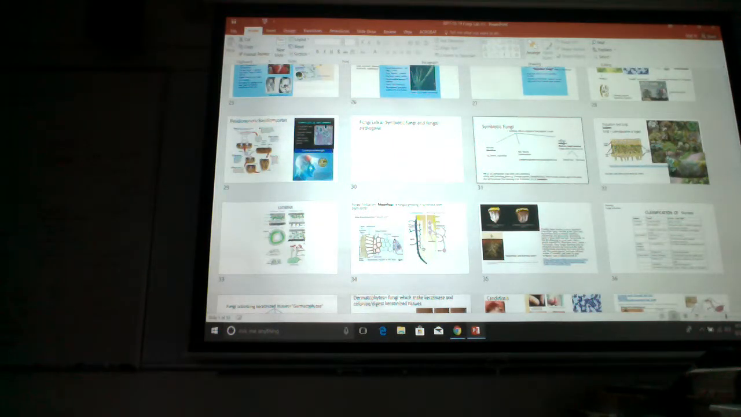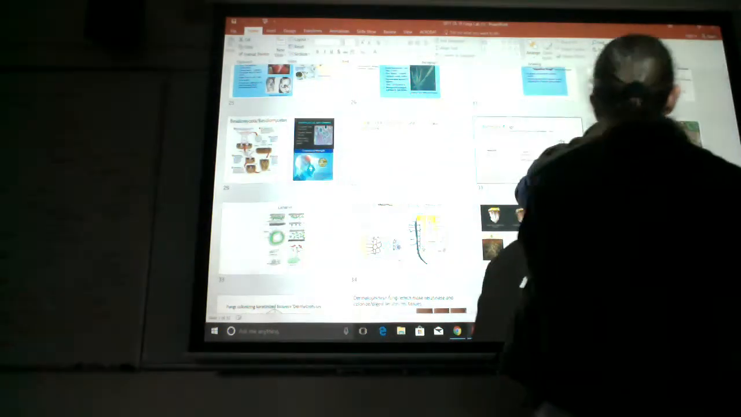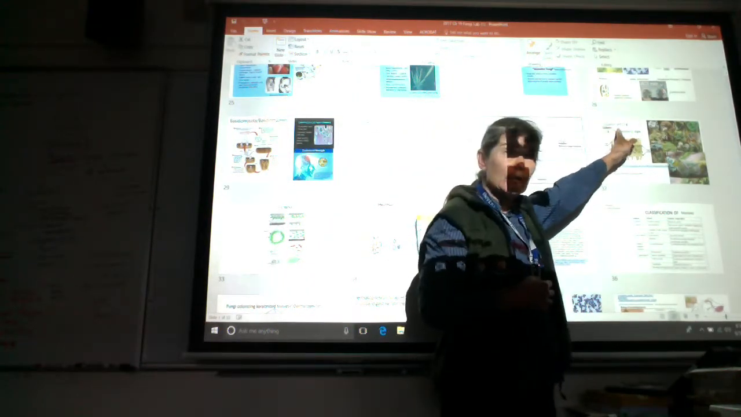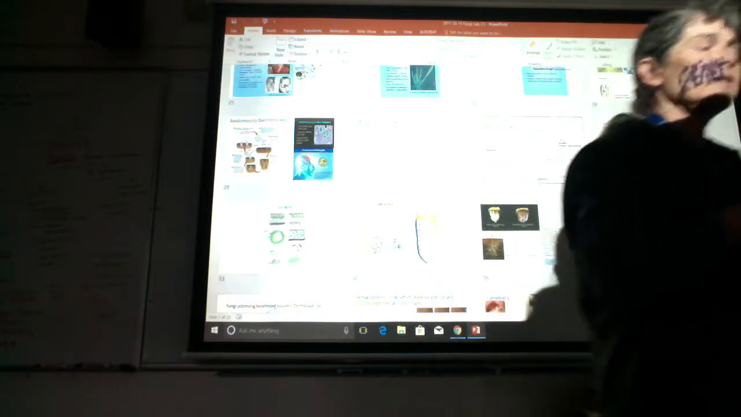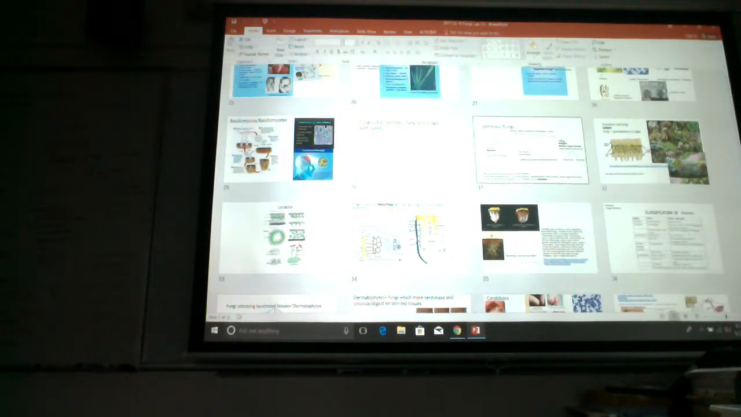So in a win-win symbiosis, both partners are going to benefit. Our example of mutualism, where both partners benefit, is lichen. Lichen is a symbiosis between a fungus and a photosynthetic partner. The photosynthetic partner is either a cyanobacterium or an alga.